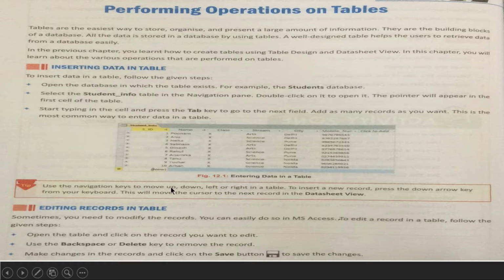Use the navigation keys to move up and down, left or right in a table. To insert a new record, press the down arrow key from your keyboard, and this will move the cursor to the next record in the datasheet view. So this is actually the datasheet view, and the design view is a bit different from it. Whenever you are editing the table, you just have to open the table, click on the record you want to edit, and use the backspace or delete key to remove the record. Make the changes and click on the save button.